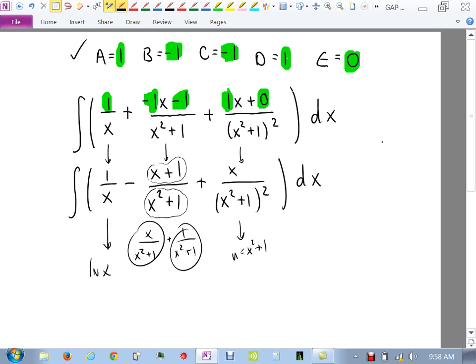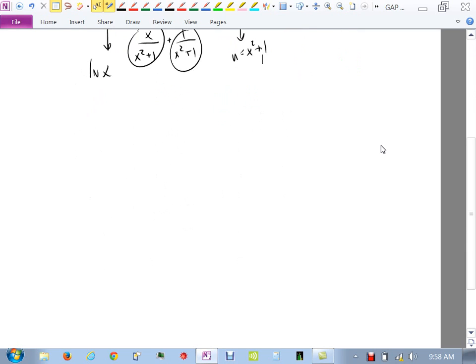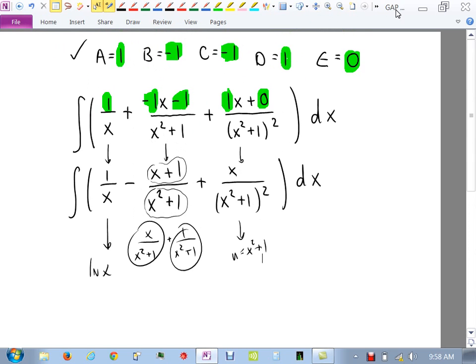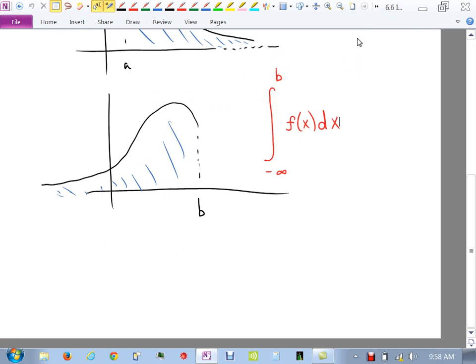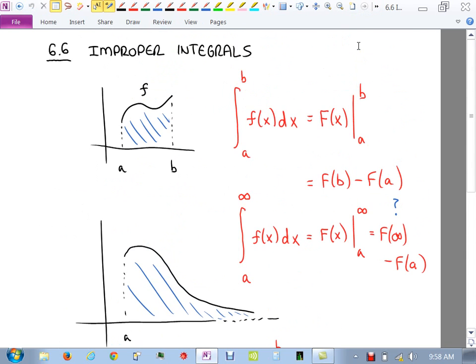And you know what? That was the last page. So that's what we covered. I thought we had more than that. Oh yeah, we did. Okay, then I started talking about improper integrals.